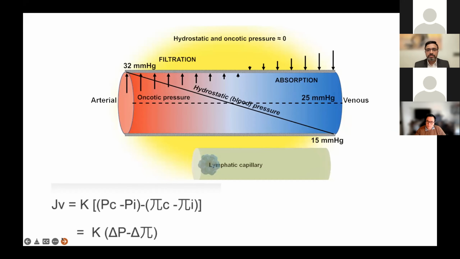So this is the formula which comes across. The net filtration is also established by the term Jv.